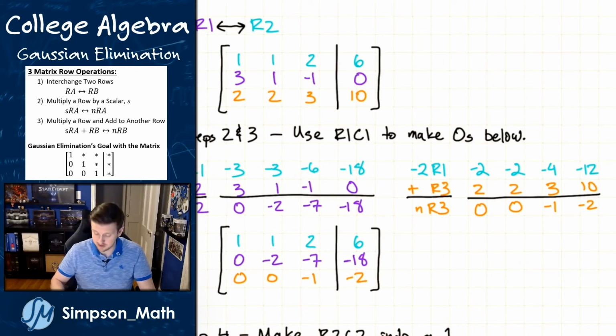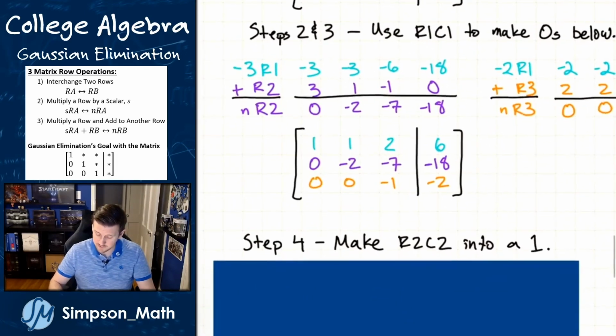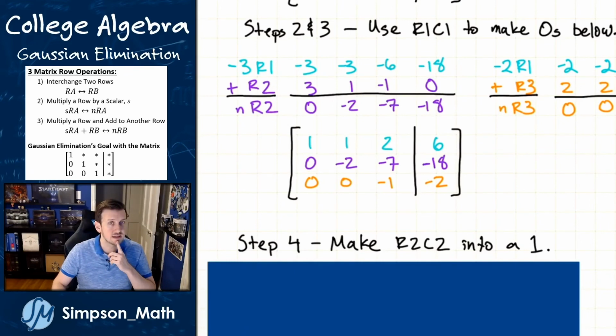All right, good. This is looking good here. So I'm noticing a few things. This is happy. Even though it's not my next goal, I notice that I have a 0 right there. I also notice that that's almost a 1, so that's a pretty easy switch. If you want to go ahead and probably even take care of that, you could, but my next goal, though, in order, is to take care of that -2. So step 4 is to make row 2, column 2 into a 1.